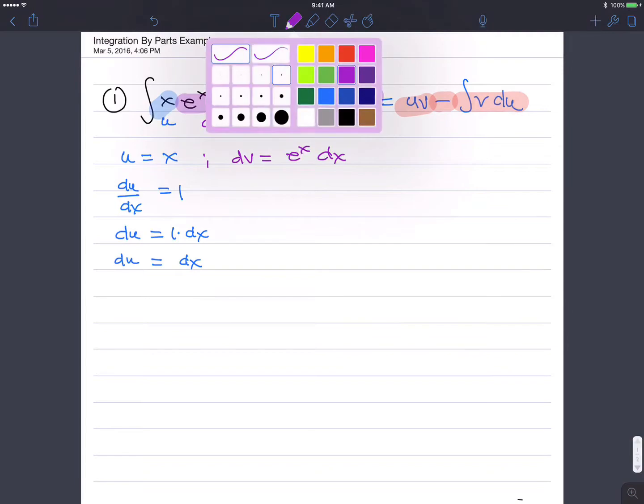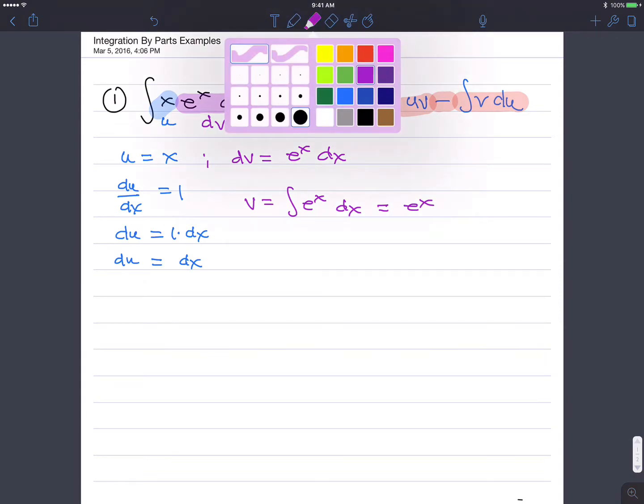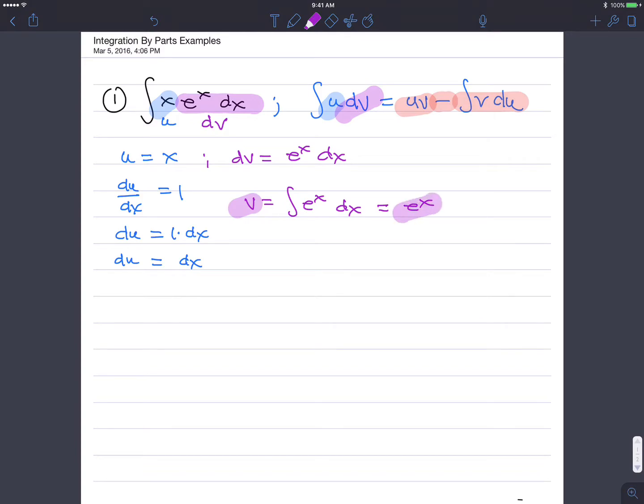Now, in purple here, we have dv equals e to the x dx. What that means is that v is going to be the integral of e to the x dx. So I just have to integrate with respect to x now, and that's going to be e to the x. So this is my v. We're going to use all of this information. We're going to use the fact that v over here is simply e to the x.